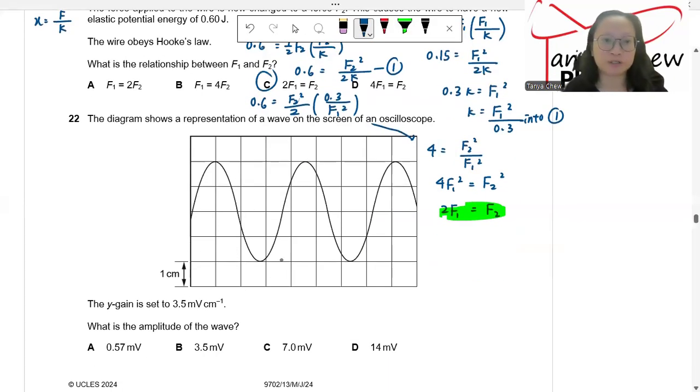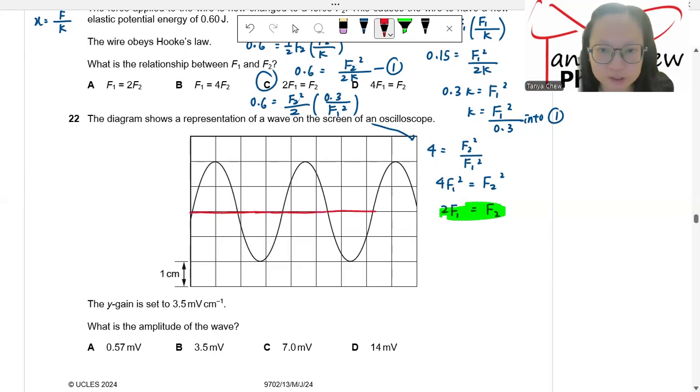Question number 22. The diagram shows a representation of a wave on the screen of an oscilloscope. The Y gain is set to 3.5 millivolt per cm. What is the amplitude of the wave? If you want to find the amplitude of the wave, you have to look at the Y gain. Now, amplitude is defined as maximum displacement from equilibrium position. Don't you think that this wave lacks an equilibrium position? Equilibrium position will be here.